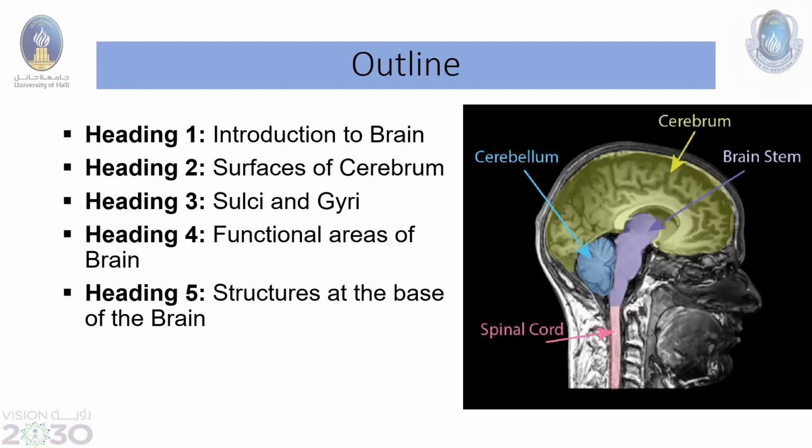So these are the outlines. We'll be discussing this topic under the following headings. One is the introduction to the brain. Then we'll talk about the surfaces of the cerebrum. Then the third topic will be the sulci and gyri. The fourth will be the functional areas of the brain, and the fifth will be the structures at the base of the brain.